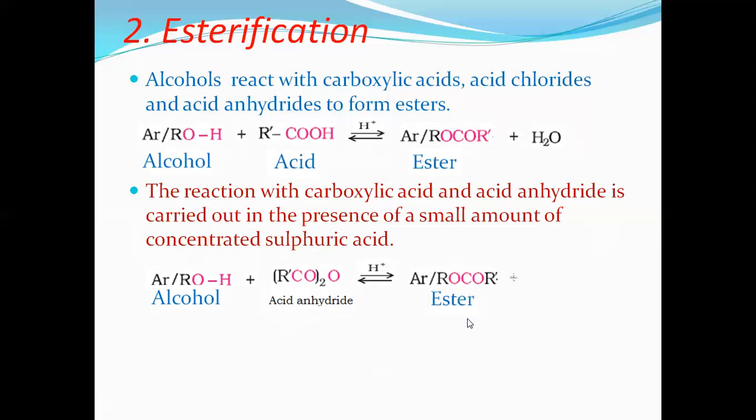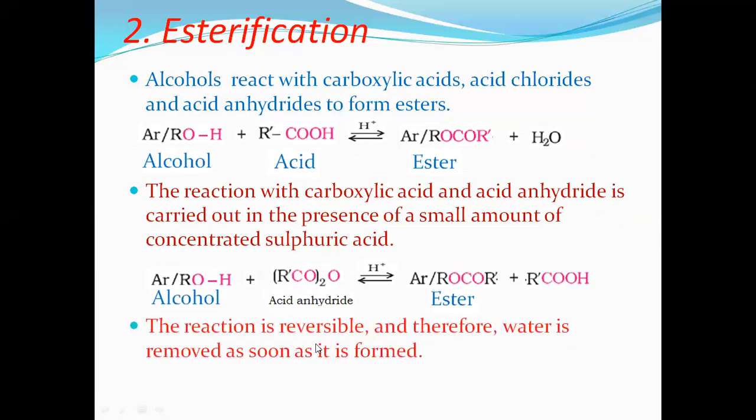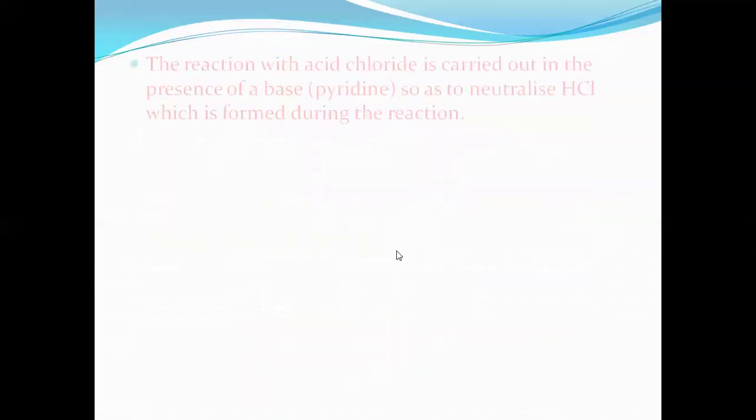Side product is carboxylic acid. The major product is esters formed. The reaction is reversible, therefore water is removed as soon as formed. That means during the reaction, either water or carboxylic acid has to be removed continuously since the reaction is reversible. Remember, esterification means reaction of alcohol with either carboxylic acid or anhydrides or acid chlorides in the presence of acid medium such as sulfuric acid. Esters are formed.